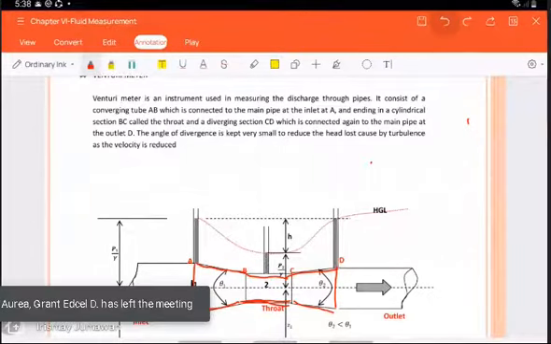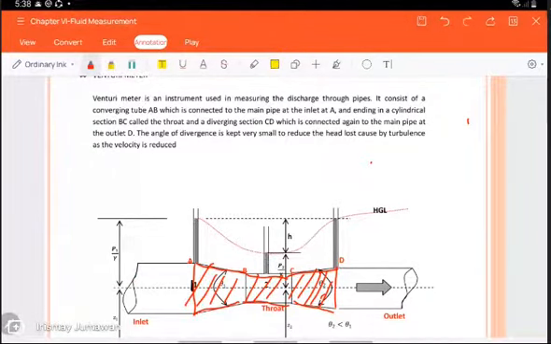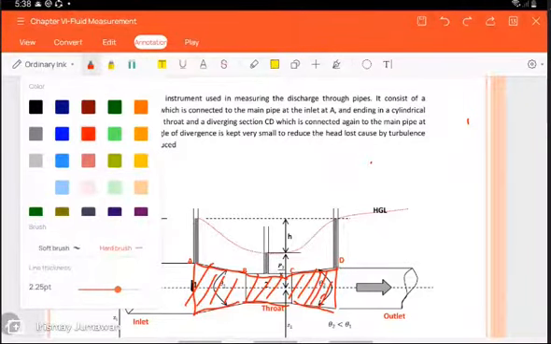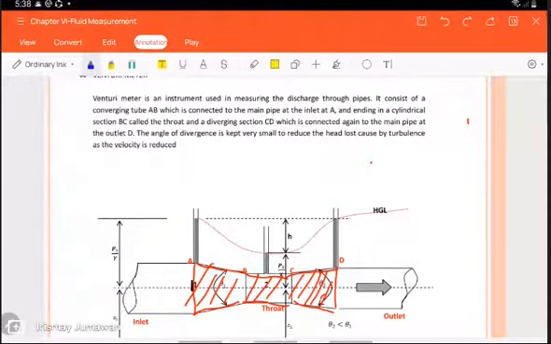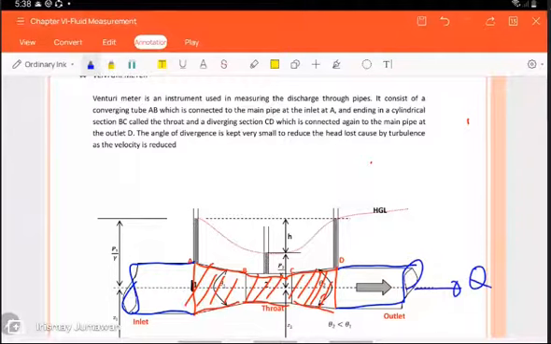It is connected to a pipe, maybe from the main line. Just imagine you have a pipe, and that is your Q. Q is constant all throughout your pipe. If you want to measure the discharge in the pipe, you cut the pipe.